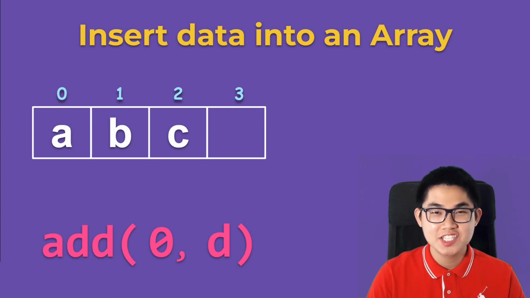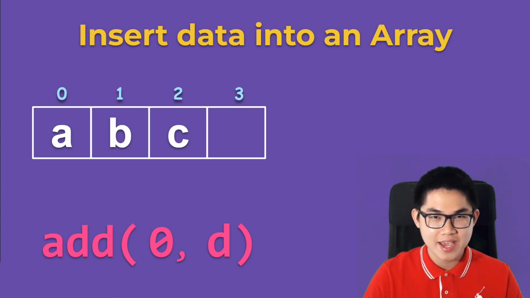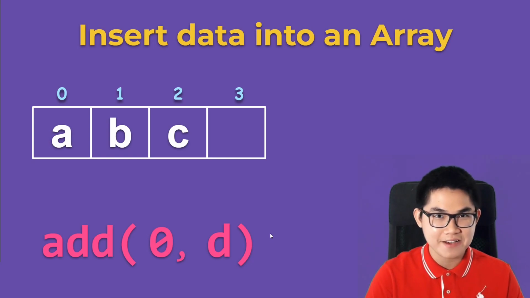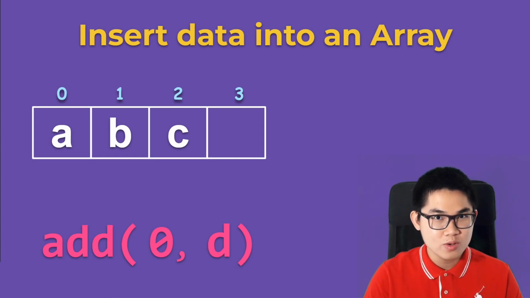So how can we insert the letter D at the beginning of the array, or at index 0? Well, when you insert something into the array, the first step that you always have to do is check to see if there's still enough space inside this array. We know that there's one space left, but how does the computer know this?